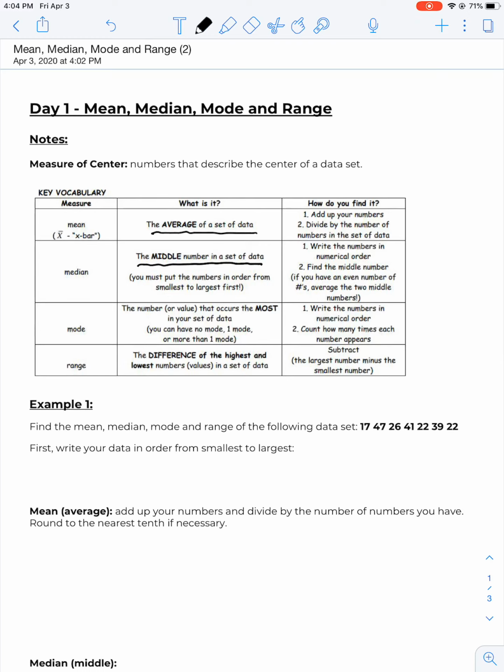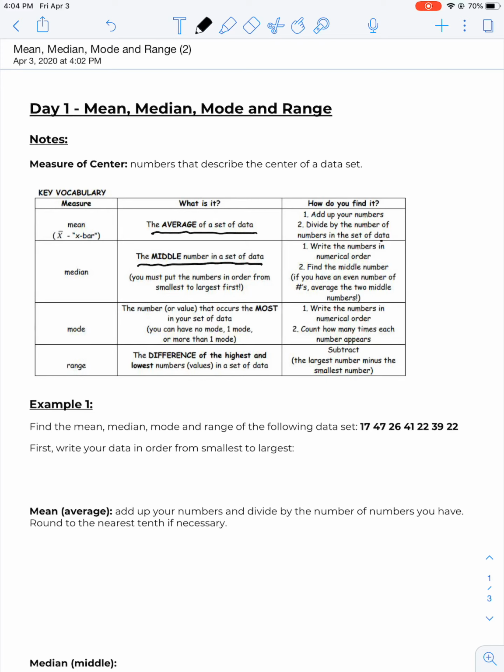And again, how do you find it? For the average, one, add up your numbers. Two, divide by the number of numbers in the set of data, by how many there are. For the median, you have to write the numbers in numerical order from least to greatest and find the middle number. If you have an even number of numbers, you're going to take the average of the middle two numbers, and we're going to get to that.